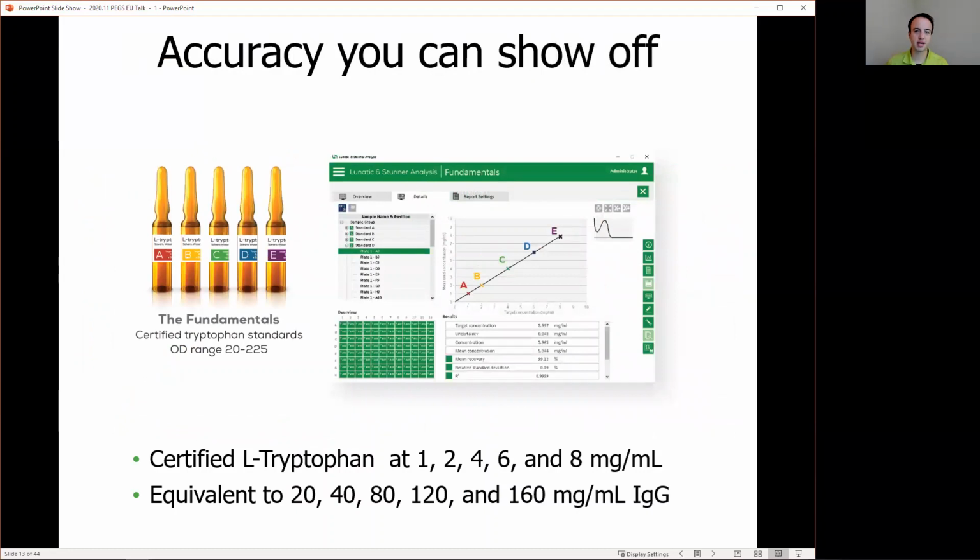And if you want to show off this accuracy in your lab, we also make a fundamentals kit, which is a set of certified tryptophan standards across an OD range of 20 to 225, which is equivalent to a 20, 40, 80, 120, 160 mg per mL concentration of IgG.